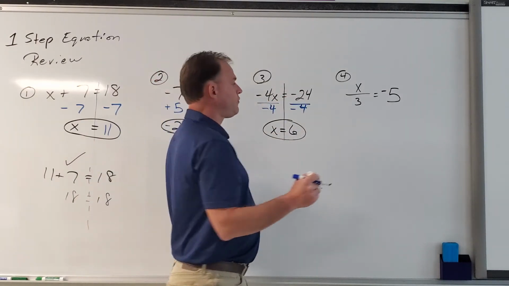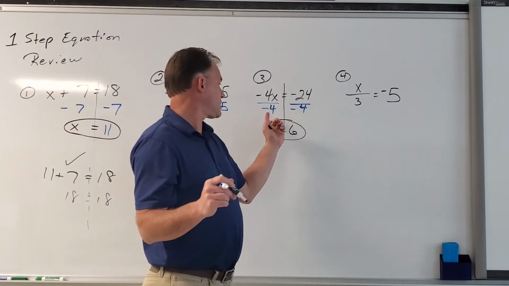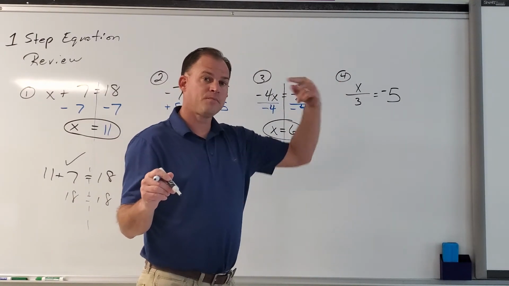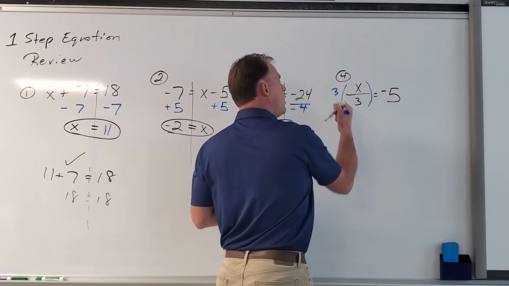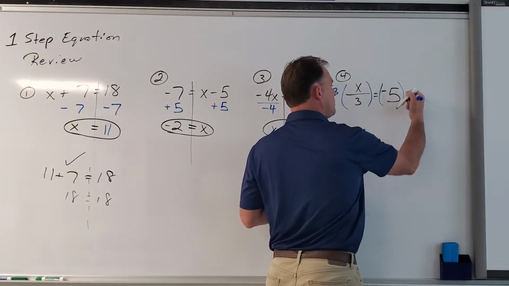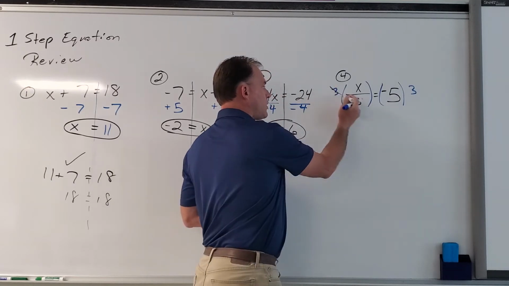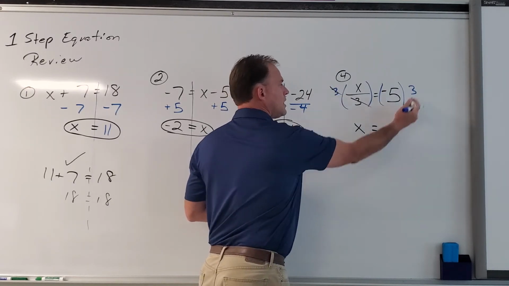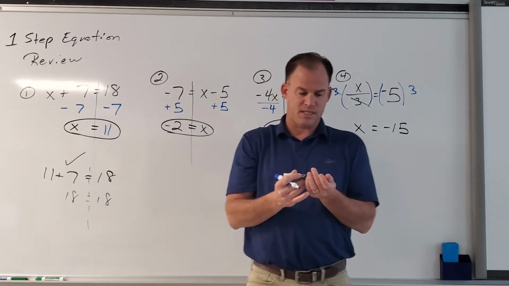And finally, number 4. When I see this, that tells me it's a division sign. So just like here, the opposite of division is multiplication. So we divide, so we're going to multiply. Do the opposite operation. Multiply both sides by the same thing. Times 3 divided by 3 gives me x. Multiply those together, I get negative 15.